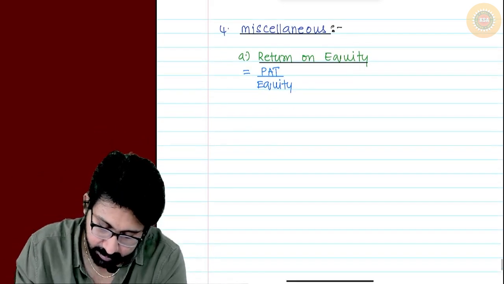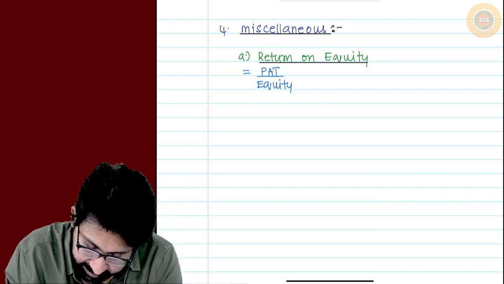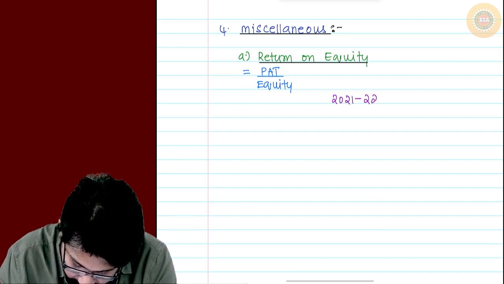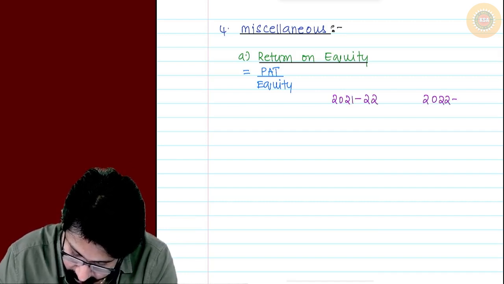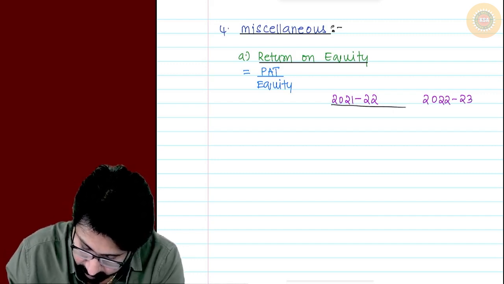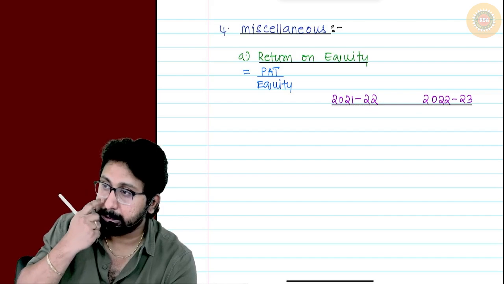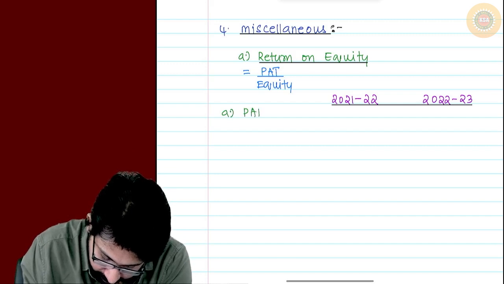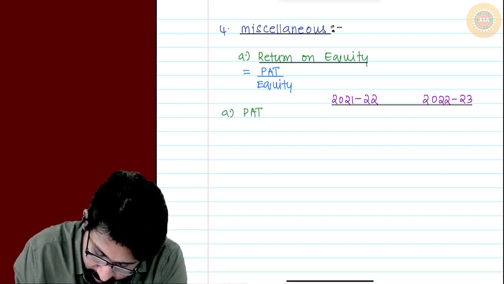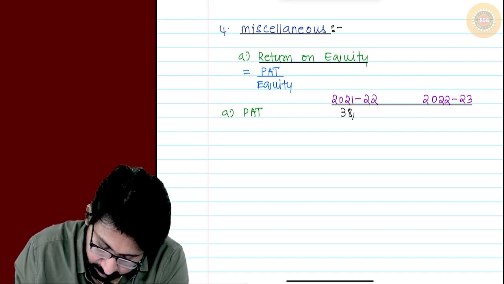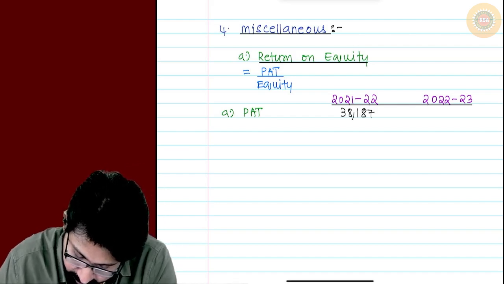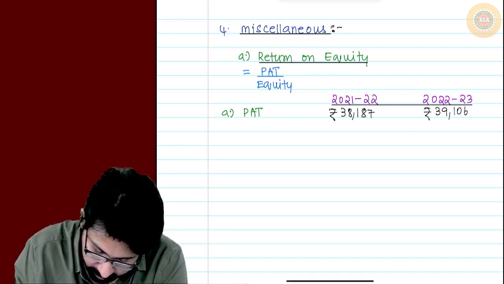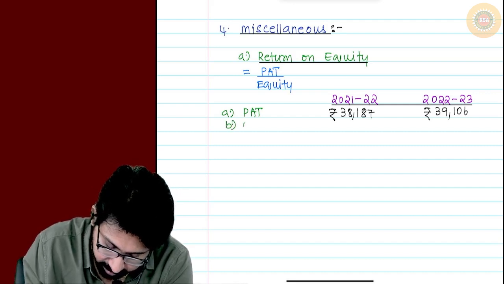Next, please tell me the answers for 2 years, 21-22, 22-23. Tell me the answers. What is the PAT? Everyone? 38,000. Next. 39,106. Second number also there with you already.